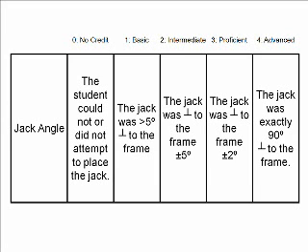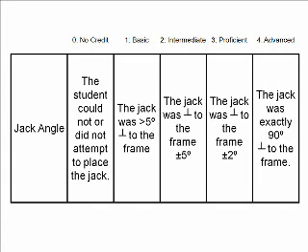Close, but not quite. The jack was perpendicular to the frame plus or minus 5 degrees. This is even more incorrect. The jack was more than 5 degrees out of perpendicular to the frame, well outside what you would expect. And finally, the student could not or did not attempt to place the jack.